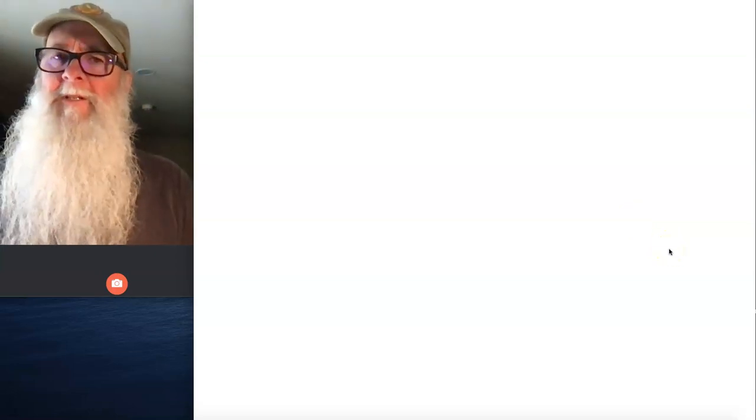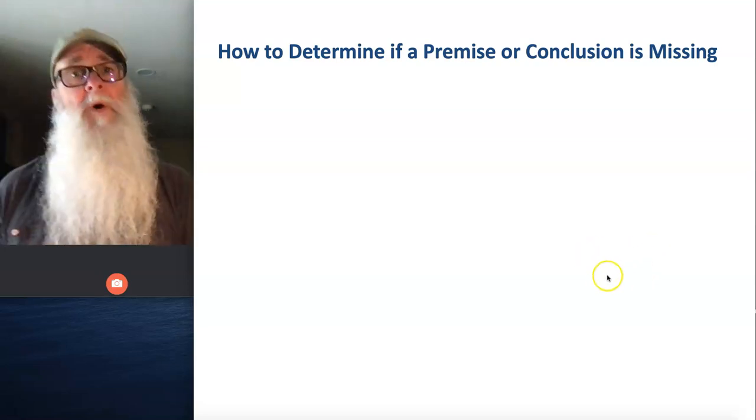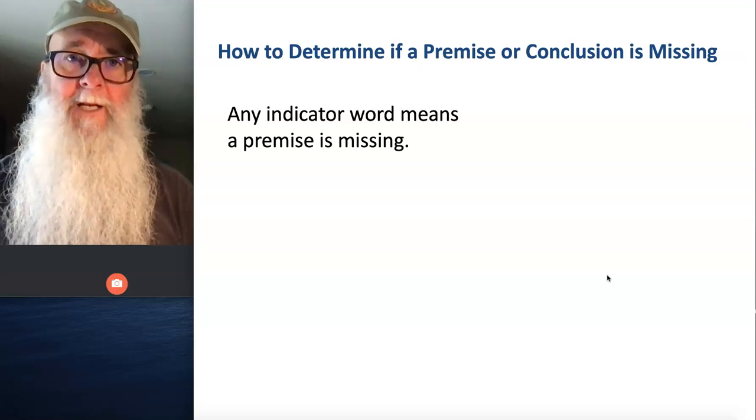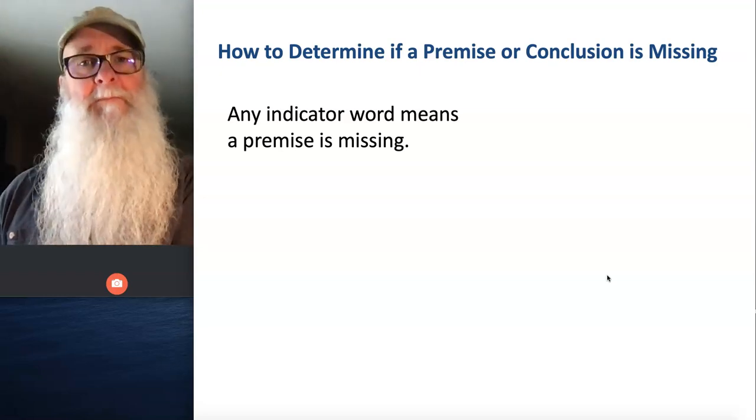The question for us is, well, how do I know if a given argument is missing a premise statement or a conclusion statement? How do I make that determination? One of the answers to that question is this. Look for indicator words, premise indicators, conclusion indicator words. These words tell us that the argument is missing a premise.